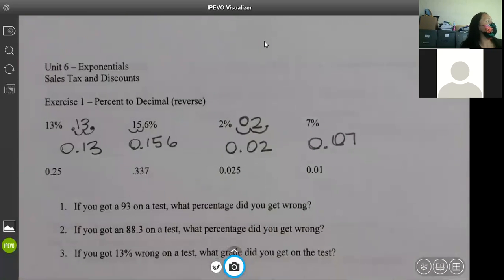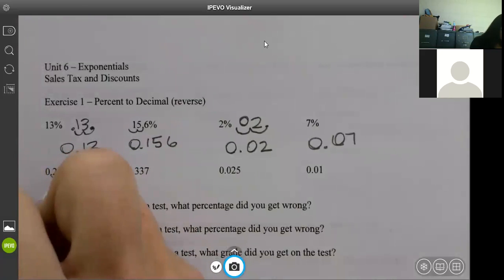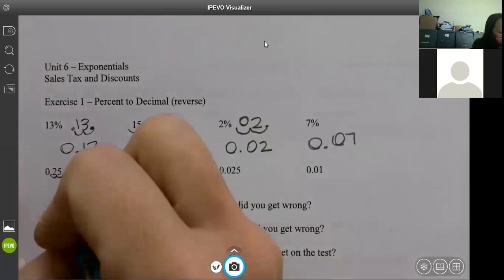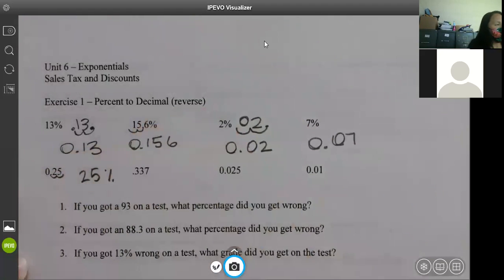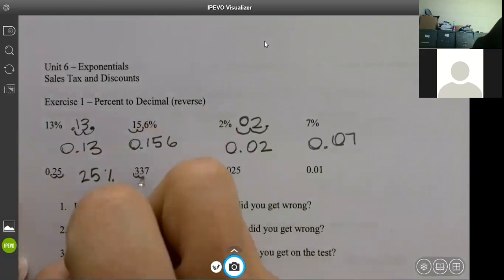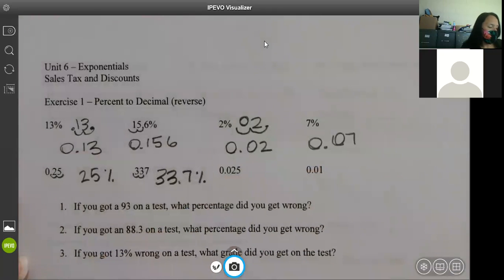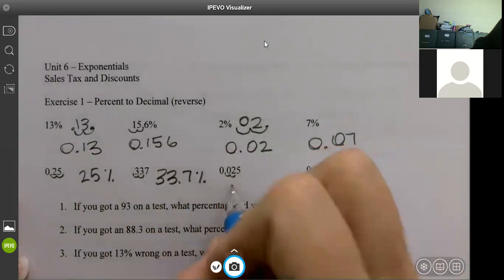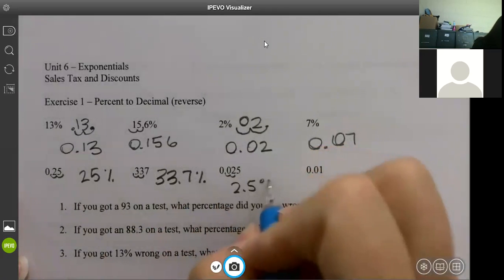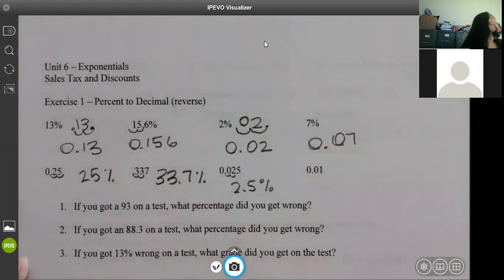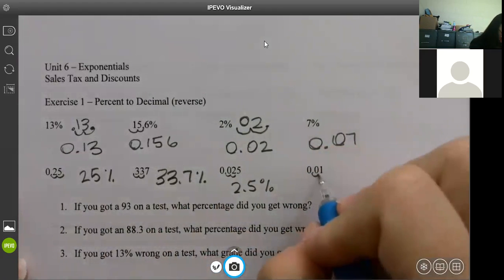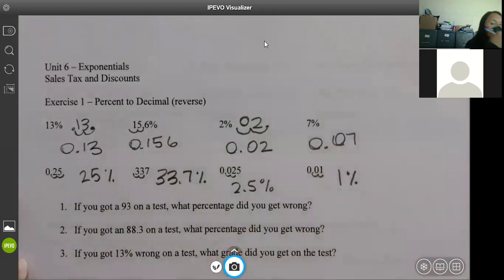To go the other way, to make it a percentage, you take the decimal back to the right 2 places. So 0.25, move your decimal back. Makes 25%. Again, moving your decimal back 2 places, we get 33.7%. Move your decimal back 2 places, you get 2.5%. And then on the last one, move your decimal back, and it's just 1%.